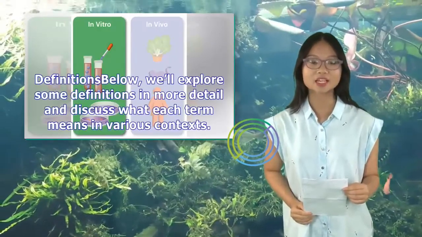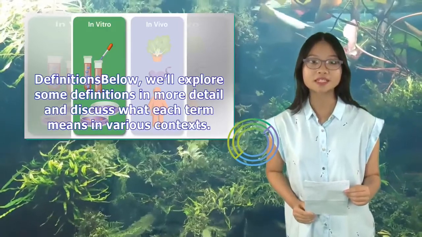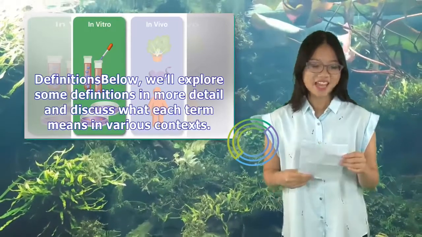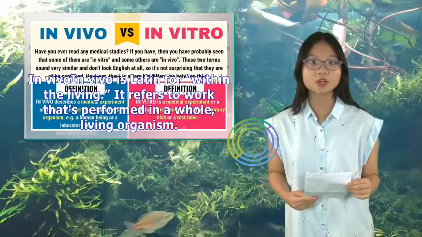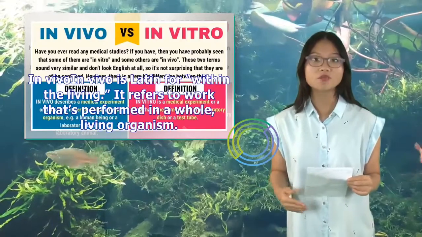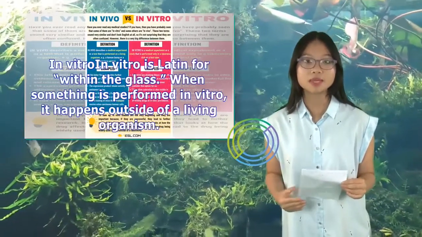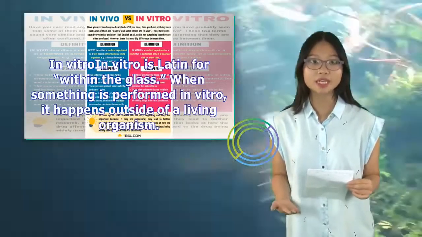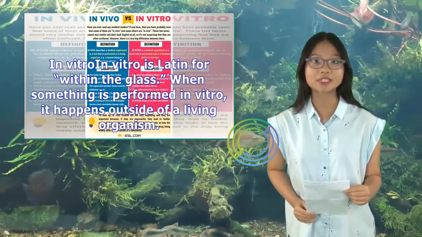Definitions. We'll explore some definitions in more detail and discuss what each term means in various contexts. In vivo is Latin for within the living. It refers to work that's performed in a whole, living organism. In vitro is Latin for within the glass. When something is performed in vitro, it happens outside of a living organism.